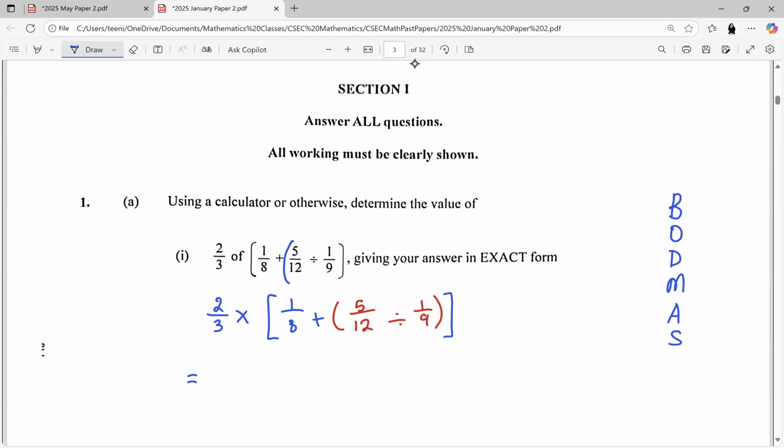So let's go. So 2/3 times, I'm not doing anything to the 1/8 as yet. I'm not adding that 1/8 as yet. I'm going to work out 5/12 divided by 1/9. What is 5/12 divided by 1/9? Check on your calculator and tell me.